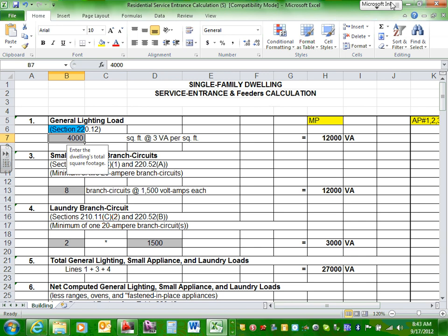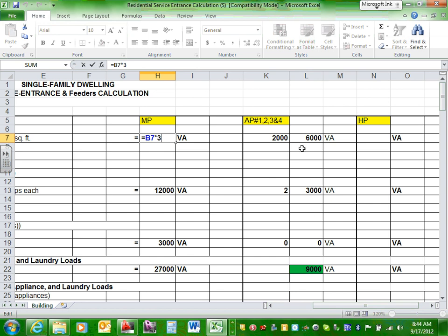When it comes to the apartment, look at this number here. This number is basically taking the 4,000 and multiplying it by three in Excel. Can I have thumbs up, Chad? We'll get that one. Now, this is for the main panel. Now, when you go to the apartment, you have to take the square foot of that particular apartment, which we decided to use what? The largest one.